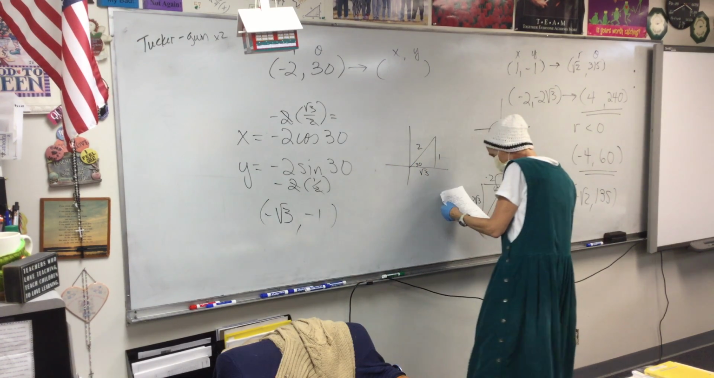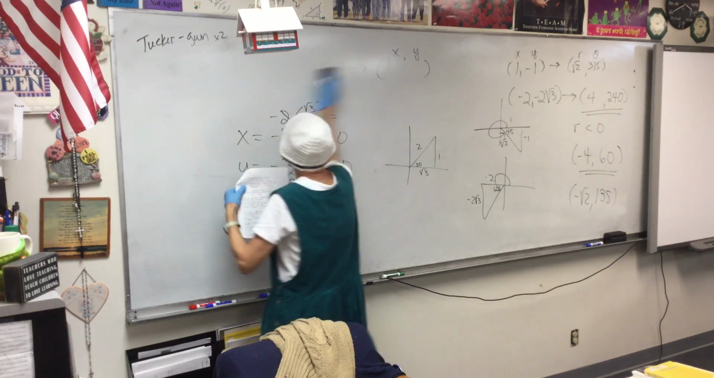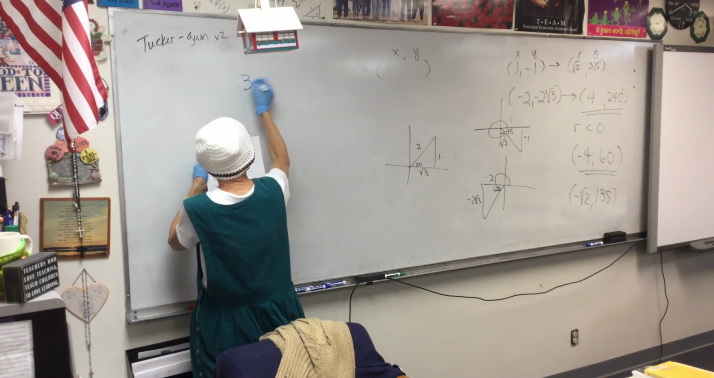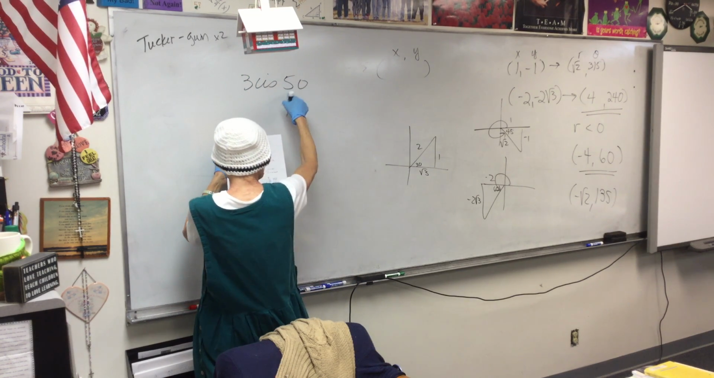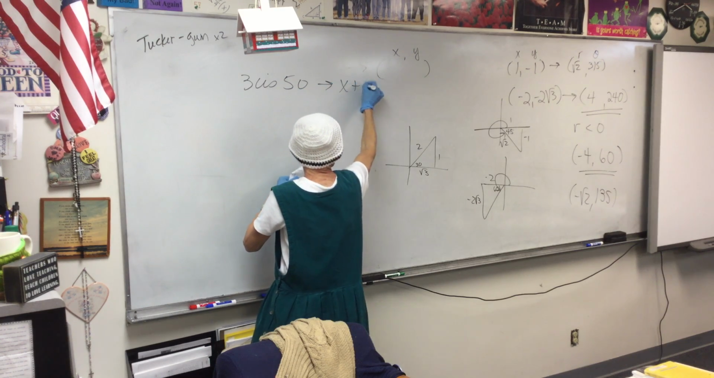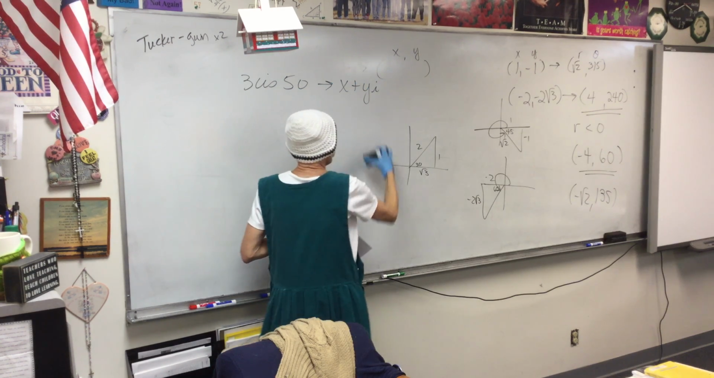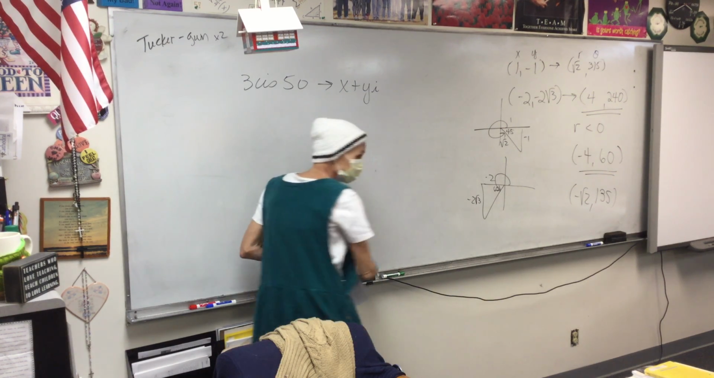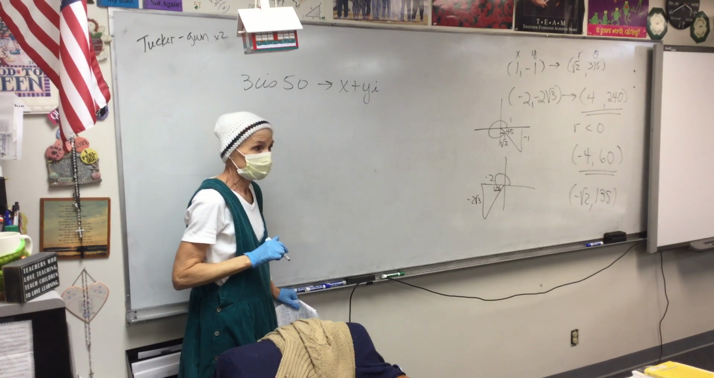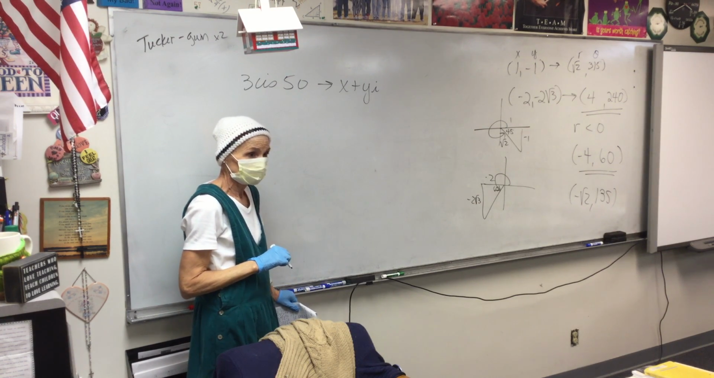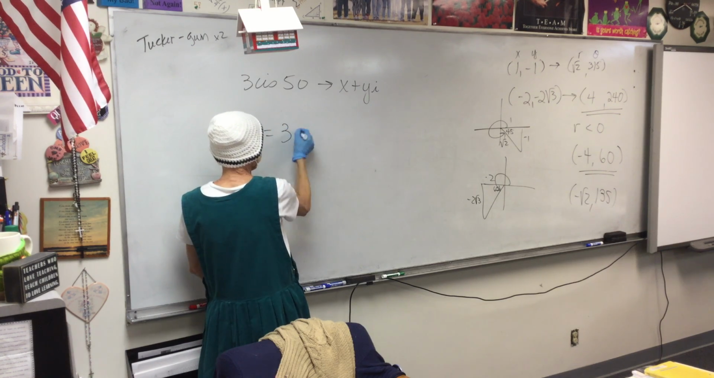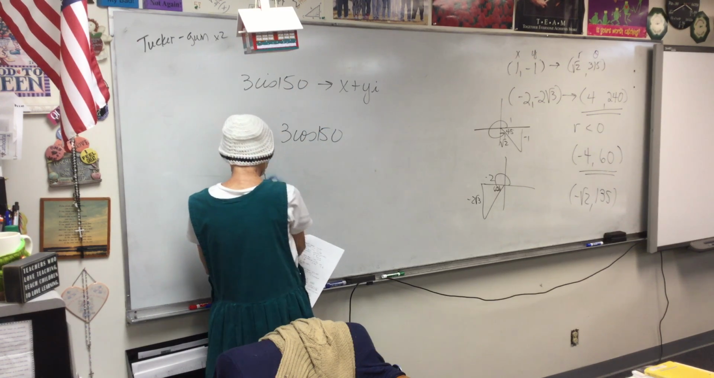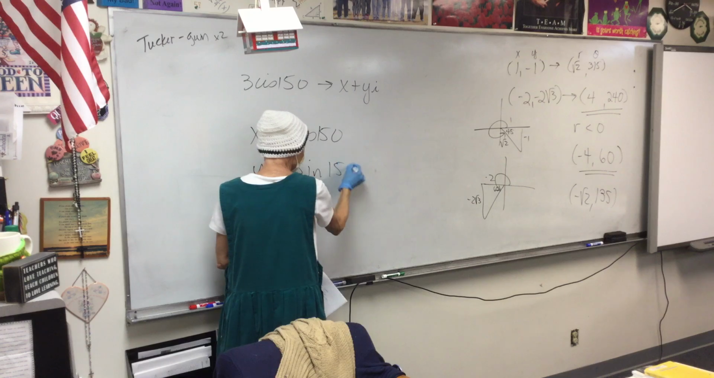All right, convert to standard form. What does that mean? x plus yi. So this is what I'm starting with, and I'm converting it to x plus yi. Which means basically, what do I need to find, guys? x and y. And how do I find x and y? x equals r cosine theta, so x equals 3 cosine 150. Yeah, that is 150. And y equals 3 sine 150.